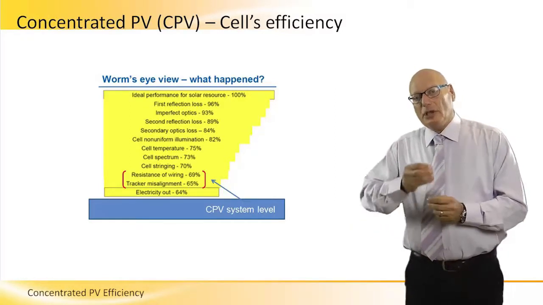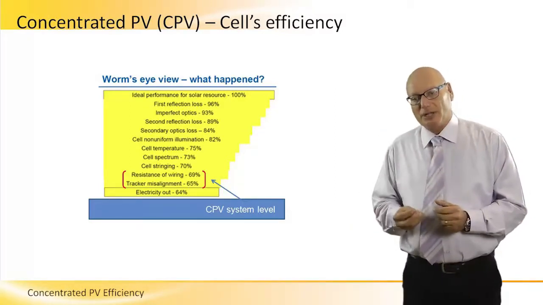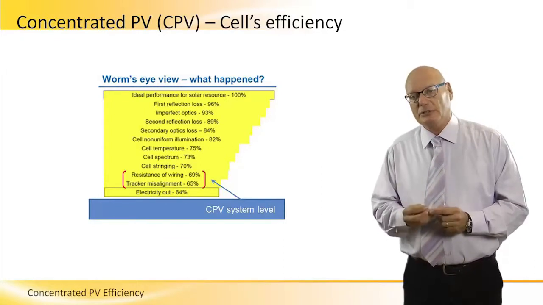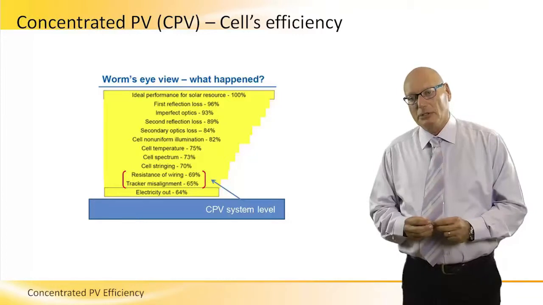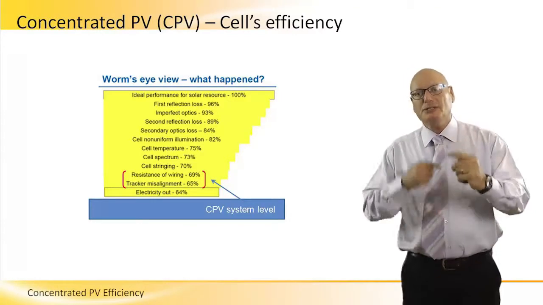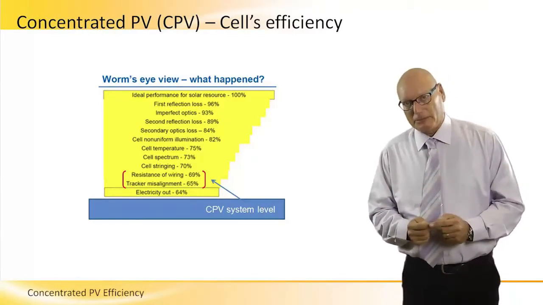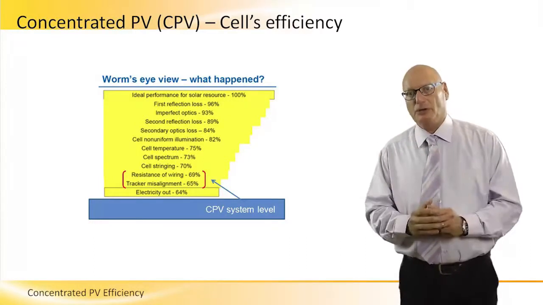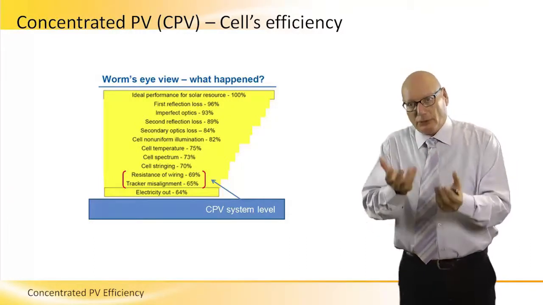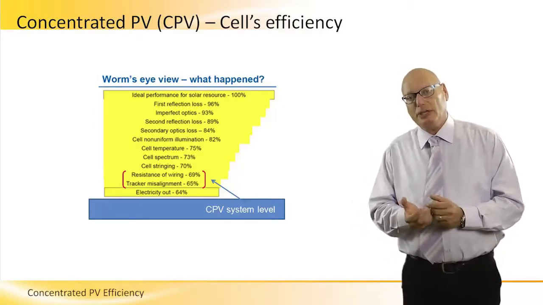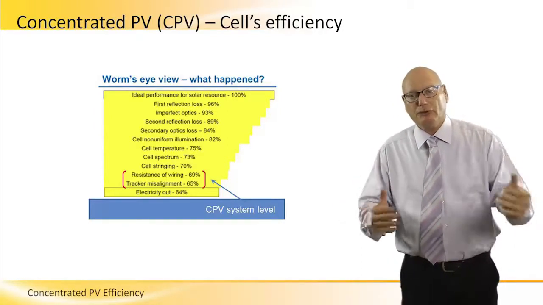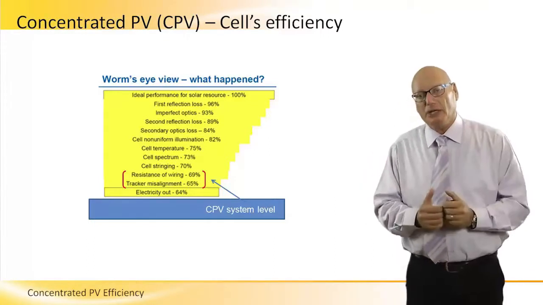So the accumulated losses are 36%, starting with 100, ending with 64. But still, the efficiency of CPV as a whole is twice as much. So if you balance it out, it's much more cost effective to have CPV, especially when we have limited area to play with.